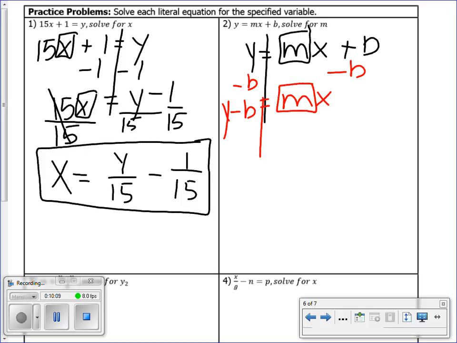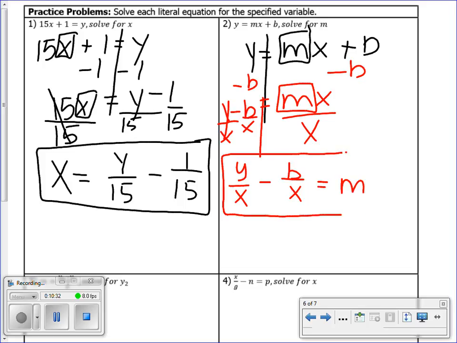Box up my m. What operation's occurring between m and x? We have multiplication. To undo it, we divide each side by x and divide each term by x. So when we do this, we end up getting on the left y over x minus b over x equals m. And you're going to put a box around that. Again, you're just solving an equation. Main thing here is things can't simplify, okay, because you're using letters.